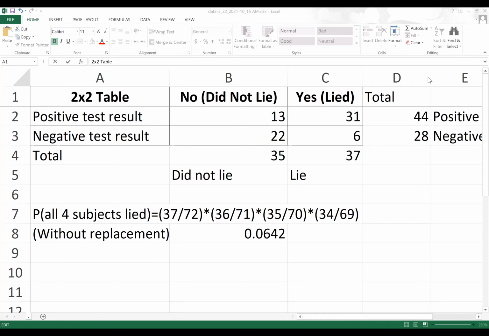How did you know you had to stop at 34 divided by 69? Because we know that only 4 subjects, and all 4 subjects lied, meaning you only pick 4 people out of 72. This is the first one, second one, third one, and the last one, the fourth one. Then it's reduced by 1, reduced by 1, reduced by 1. Same thing for the total people. Once you pick 1, it's gone. That person is gone.